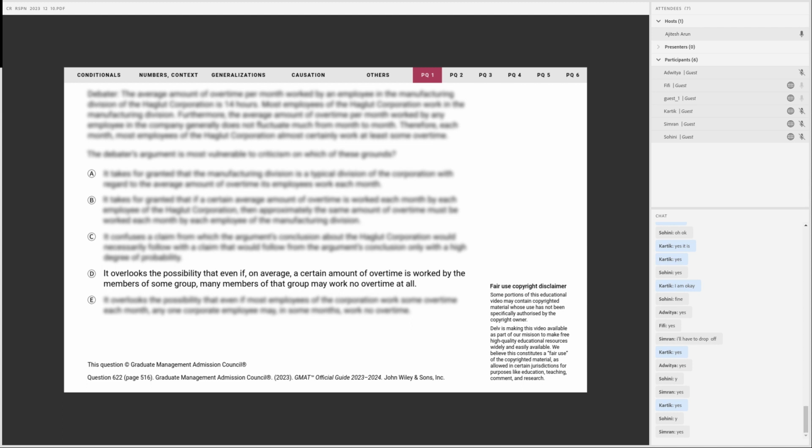So most employees work at least some overtime. But that 14 might be influenced by a very small number of people, and that could throw the conclusion off. And option E, as Karthik mentioned, overlooks the possibility that even if most employees work some overtime, any one corporate employee may, in some months, work no overtime. This does not matter to the argument. One employee does not matter to the argument.